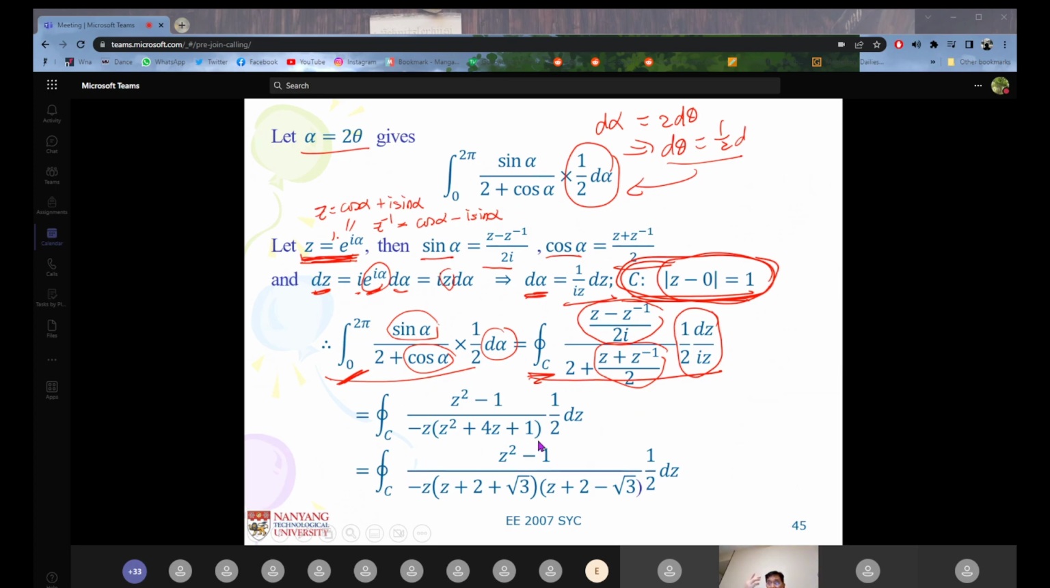So now the key thing is I need to know when this function goes to infinity. I want to know the singular points of this function.